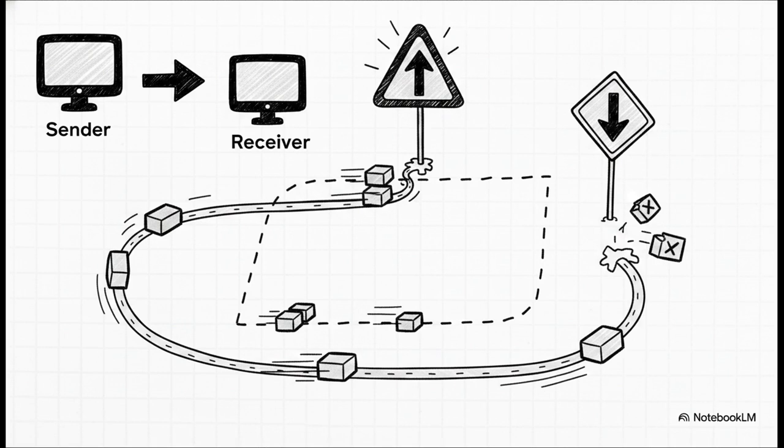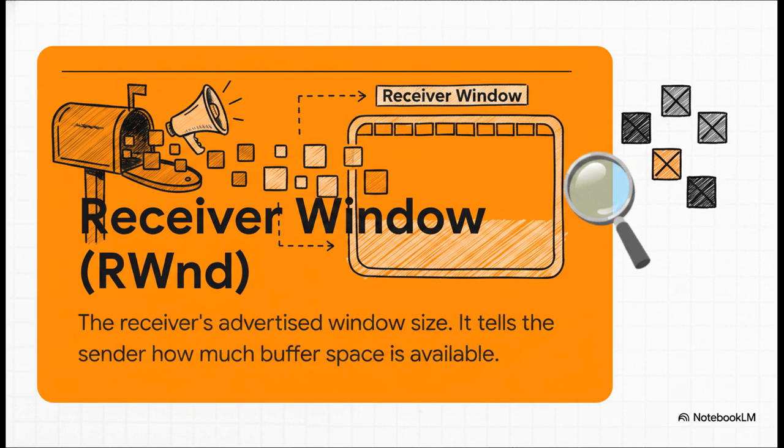If all the data is getting through smoothly, TCP thinks, okay, the road is clear, and it might raise that speed limit a little. But if those confirmations stop coming back, it slams on the brakes, assuming there's a traffic jam ahead. But here's the thing. The network itself isn't the only place a bottleneck can happen.